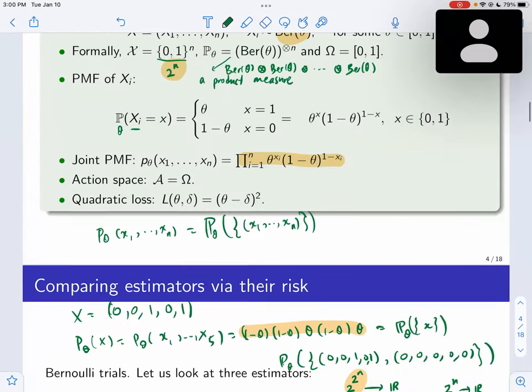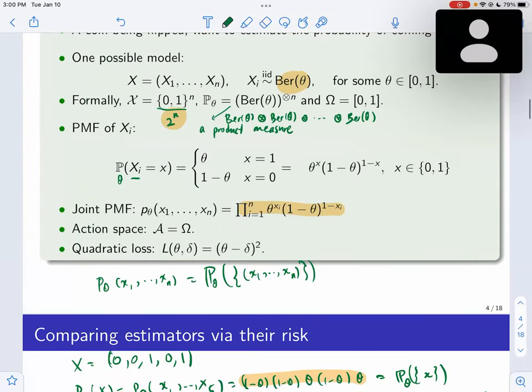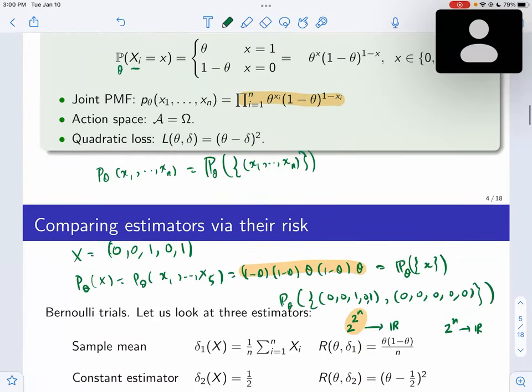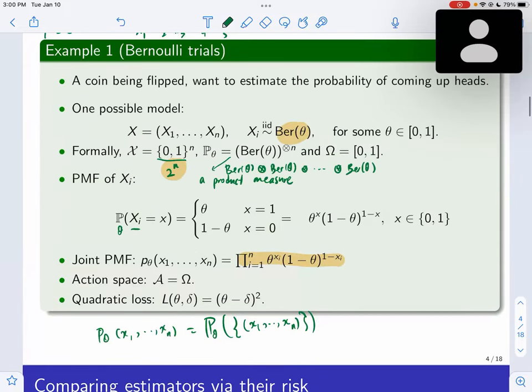Okay, so let's do actually some statistics. Once I specified this, I'm going to propose some estimator. So what is actually a good estimator here? If you want to estimate the probability of coming up heads, what would you do? Okay. Sample mean. Okay, good.